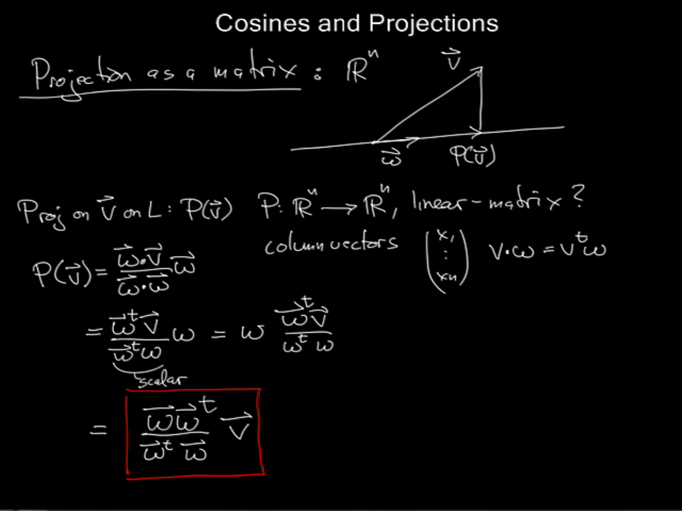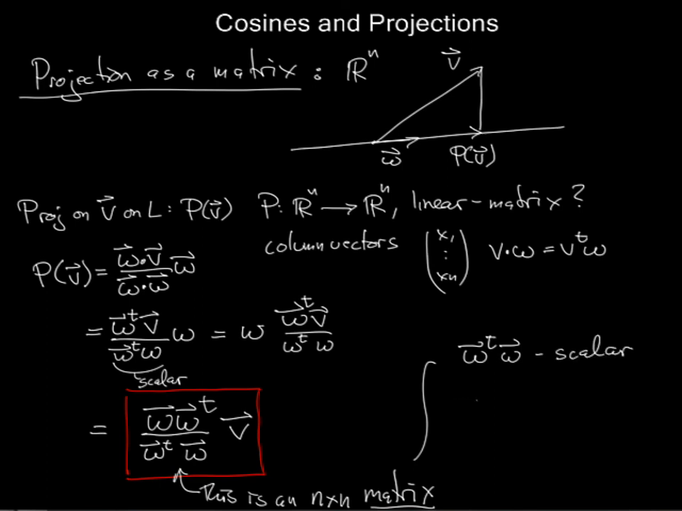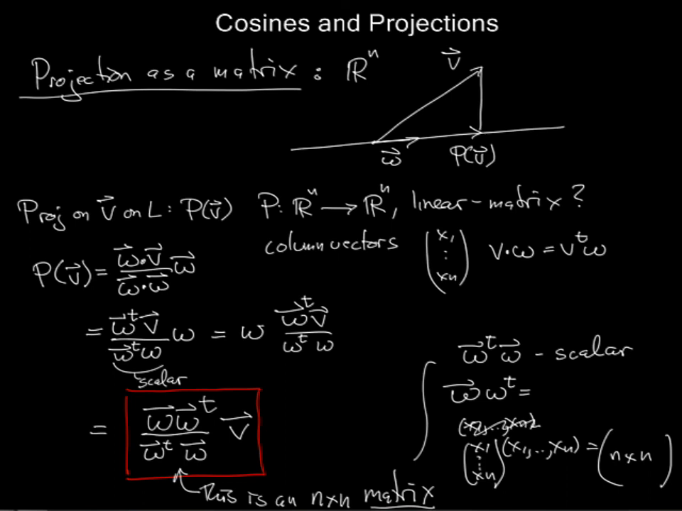Okay, there's a formula. Now, it's kind of strange looking. We need to stare at it for a minute. I'm claiming this thing on the left is an n by n matrix. How can that be? Well, the denominator w transpose w is a scalar. But the numerator, it's in the other order. I'm literally multiplying these two vectors, and it's actually a column vector, that's what w is, times a row vector. And when you do that, you don't get a scalar, but you get the opposite. You get an n by n matrix. So that's what this thing is.